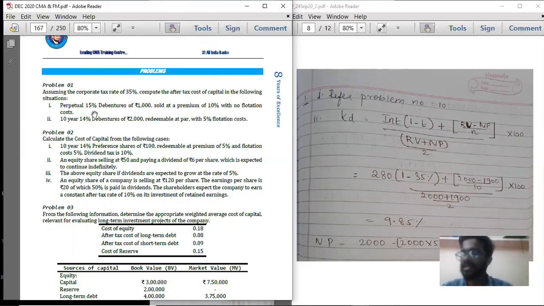1000 into 15% is 150, into what is the tax rate? 35%. 1 minus tax rate is 65%. So into 65%, that is 97.5, divided by what is the net profits? 1000. You are getting at a premium of 10%, so 1100. 97.5 divided by 1100 into 100, that is 8.86% is the after tax cost of debenture.